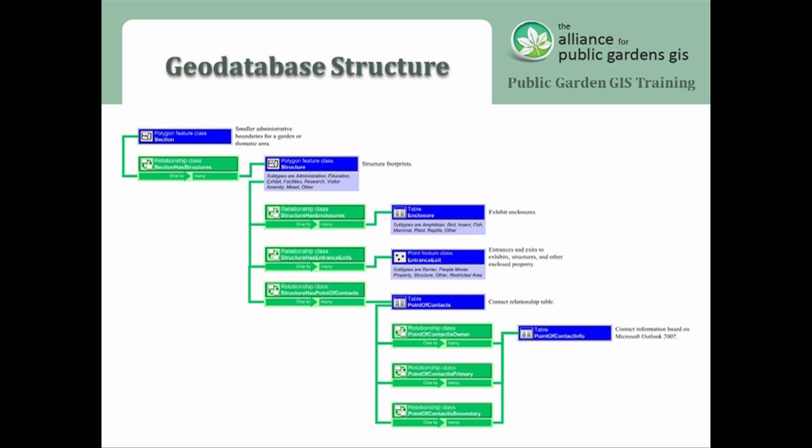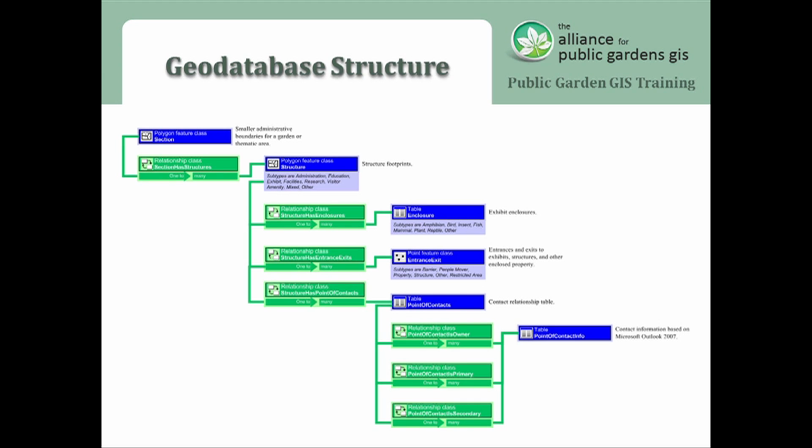Therefore, instead of using a feature class, we have that data stored in a table because it doesn't draw on the map. In this case, our animal enclosures has subtypes as well. It can be an amphibian animal enclosure, bird, insect, fish, mammal, plant, reptile, or other. So those things are all mapped in there.